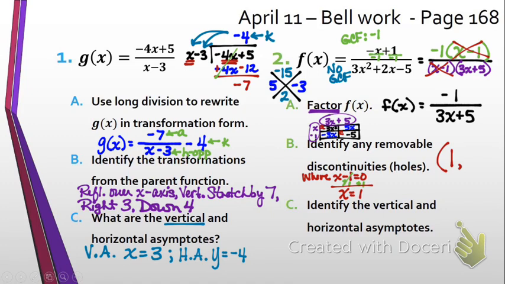So I would have y equals negative 1 over 3 times the x that we have, which is 1, plus 5. So negative 1 over 3 plus 5. What's 3 plus 5? 8. That is the y part of the ordered pair for the hole. So the hole is at 1, negative 1 over 8. We're going to practice graphing those types of things today.